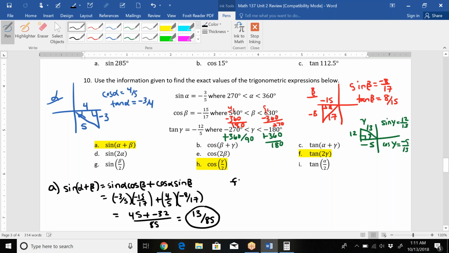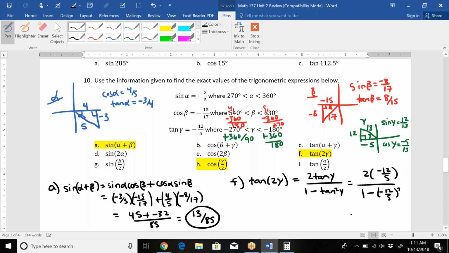If I jump and do F next, that's tangent of a double angle formula. So the double angle formula for tangent is 2 tan of the original angle over 1 minus tan squared of the original angle. So where is gamma? So we need tangent of gamma, which was negative 12 over 5. So 2 times negative 12 over 5 over 1 minus negative 12 over 5 squared.